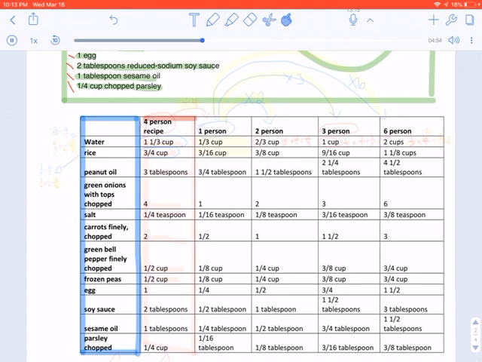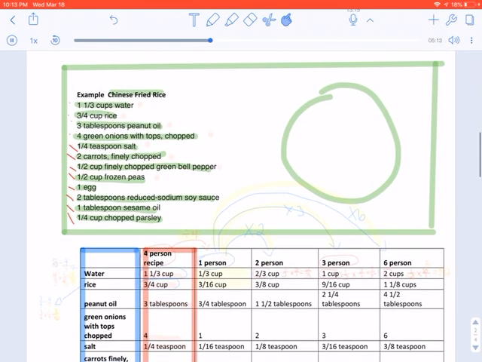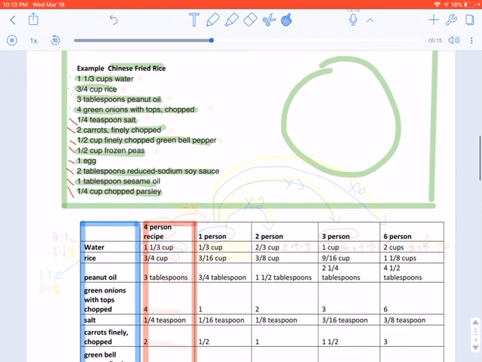This right here are the ingredients that were given to us because we Googled, right? We found a recipe that was for 4 people. So if you notice on the top where you wrote down your ingredients, your recipe and all that stuff, it has 1 1/3 cup of water right here. Notice that's what they wrote here, 1 1/3 cup of water. 3/4 cups of rice. There it is. 3 tablespoons of peanut oil. There it is. 4 green onions. There it is. See how it keeps on?